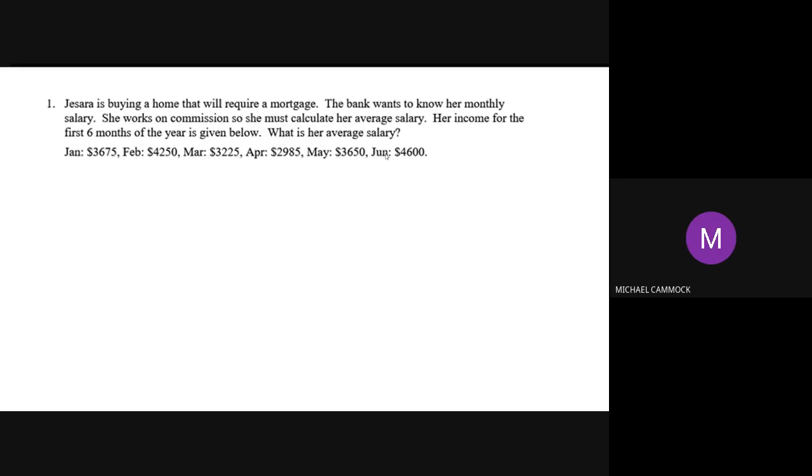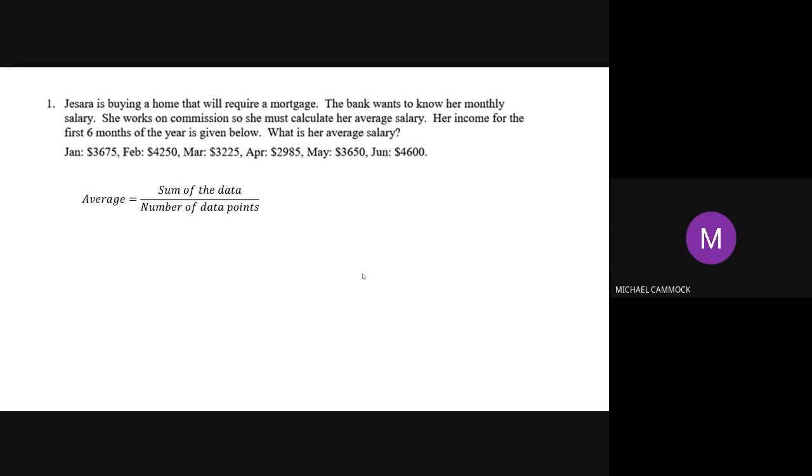And the question is, what is our average salary? That's really what we're trying to find, right? That's what the bank wants to know. Not the highest number, not the lowest number. What's the average? So we're going to go through with the formula that we had before. The average is the sum of the data, right? And here's my data, the amounts that she earned in each of the months. We're going to sum all of that and then put that over the number of data points.